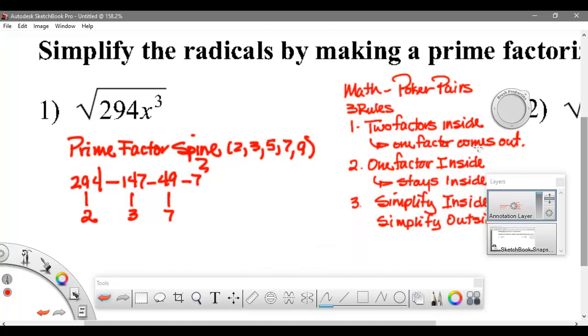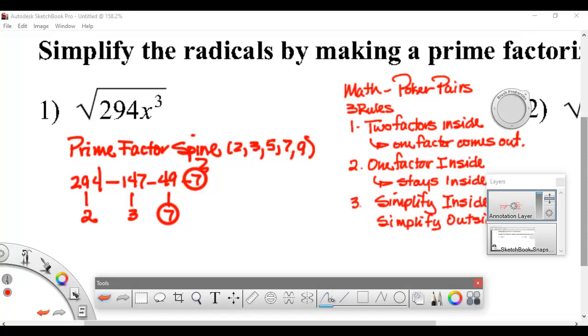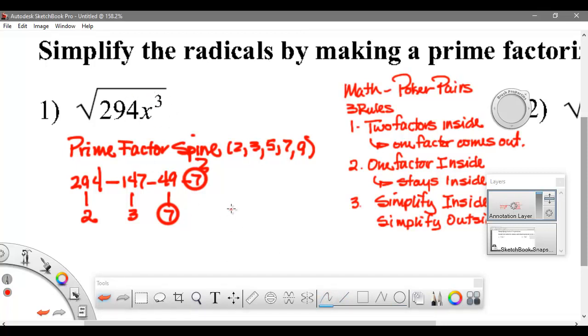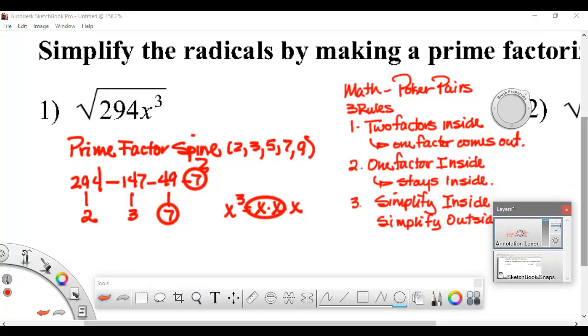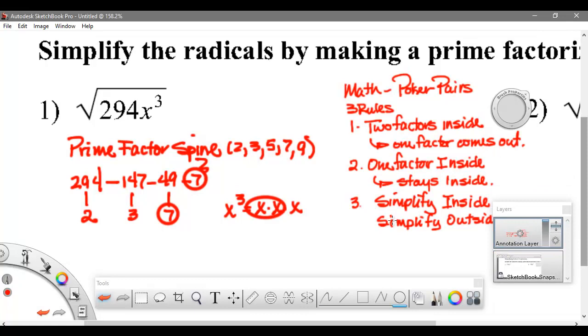Now if you look there, you can see that I have a pair. I got a pair of 7s on the inside. So there's my 2 7s. Now I have to look at the variable. See, I have an x cubed. Now we know that x cubed equals x times x times x. So I get x squared. There's a pair there, and it says here 2 factors inside, 1 comes out.